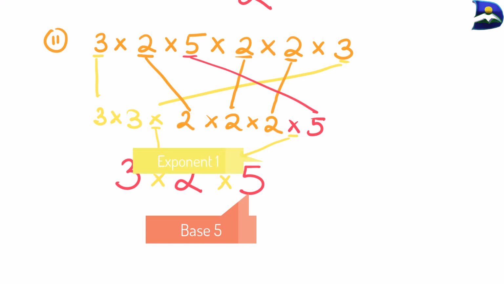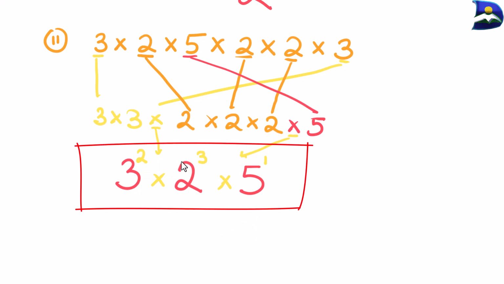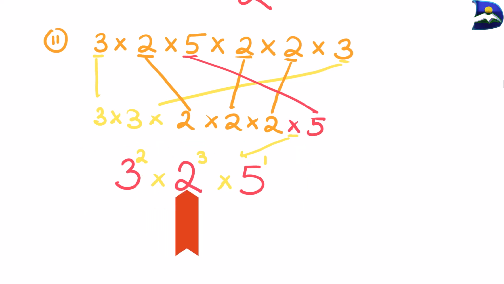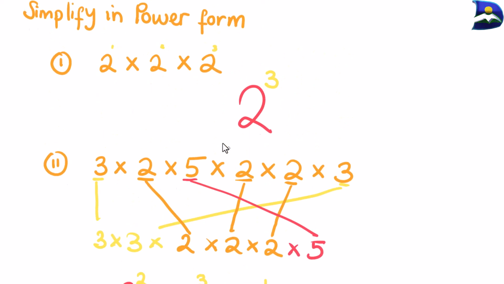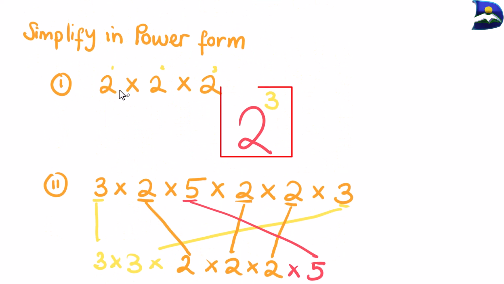So 5 to the power of 1. Since I have 5 to the power of 1, it is the same thing as 5. And so this is my final answer to this question. The final answer is 3 to the power of 2, or exponent 2, times 2 exponent 3, times 5 exponent 1. So that is how we're able to convert or simplify our multiplications in power form.